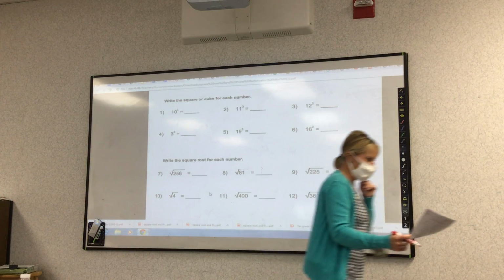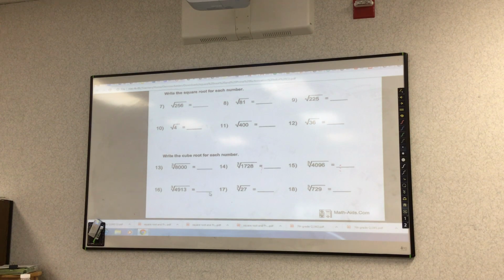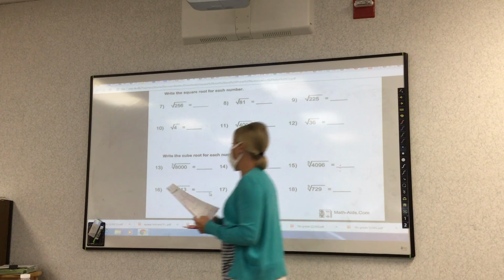And we're going to move up to the bottom. We're almost to the down stretch. But these are cube roots. These are a lot more difficult. These make us think a little bit.